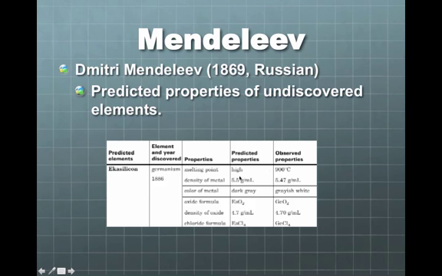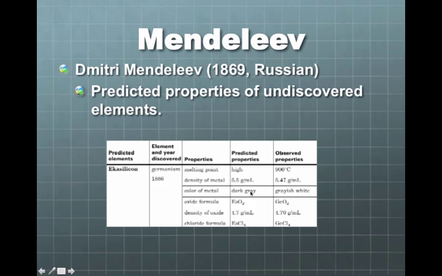Very high melting point, 900 degrees Celsius, is quite high. He said the density of this metal is going to be approximately 5.5 grams per milliliter, which the observed property is 5.47 grams per milliliter. And of course, if we were using a different or a less precise instrument, we may very well get the same thing that Mendeleev got.